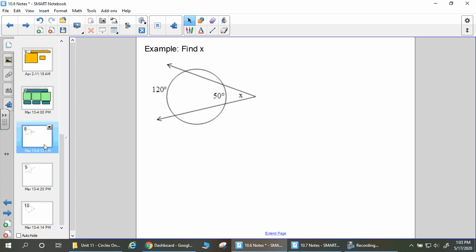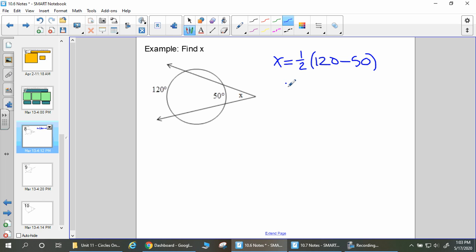So let's take a look at a couple examples. Here we have our x as our angle. We've got two secants, so we have our two arcs. And so my setup should just be that x is equal to 1/2, and then big arc minus little arc, so 120 minus 50. So 120 minus 50 makes 70. And 1/2 of 70 means x is 35. And so that's all we need to do.